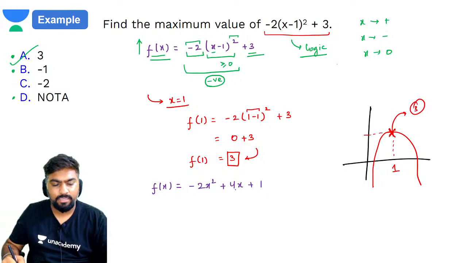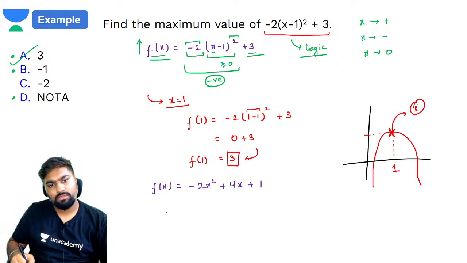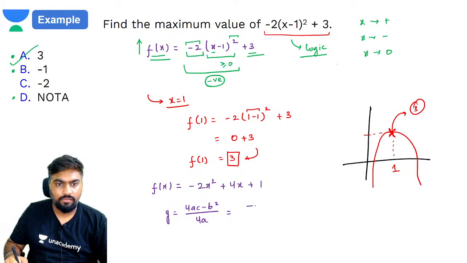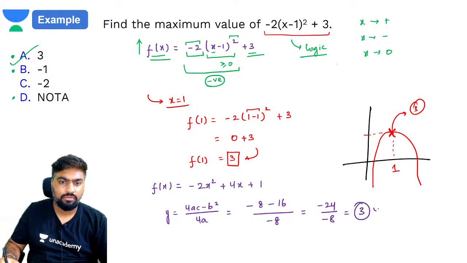हाँ, है ना? So here if I use the formula y equal to 4ac minus b square by 4a, I'll get 4 times a times c is minus 8 minus b square is 16 by 4a which is minus 8. आ तो रहा है गाइस, क्या नहीं आ रहा है? 24 by minus 8 is equal to 3. क्यों नहीं आ रहा आपको? सही तो है, बराबर तो है, आ तो रहा है 3.